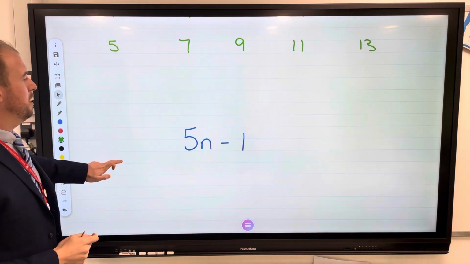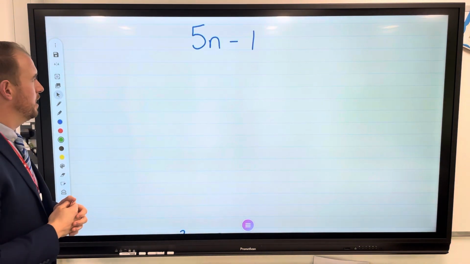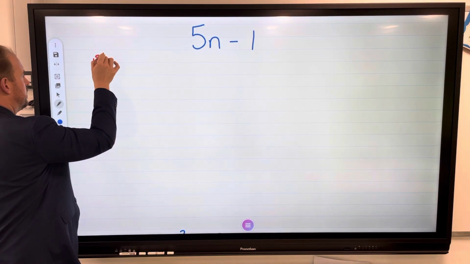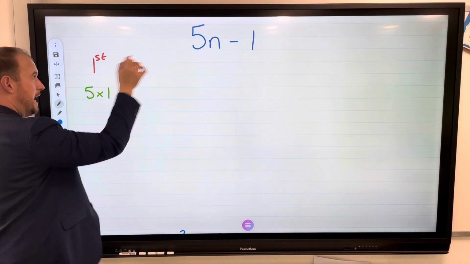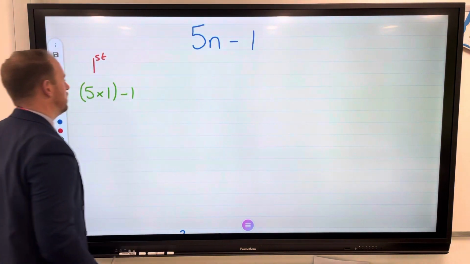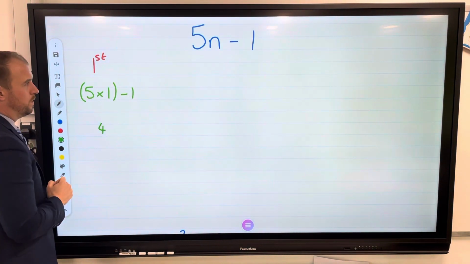So a similar one here now. We have 5n take away 1. So let's have the first term then. It will be 5 times 1, because n is 1, and then subtract 1 on the end. So 5 times 1 is 5, take away 1 is 4.